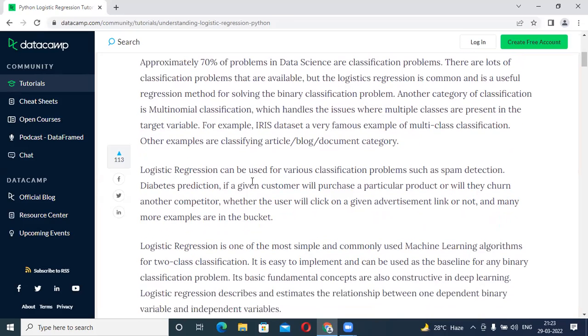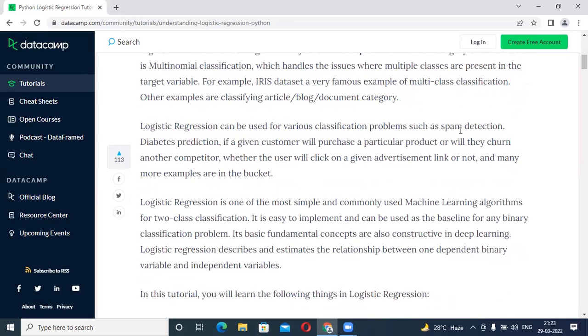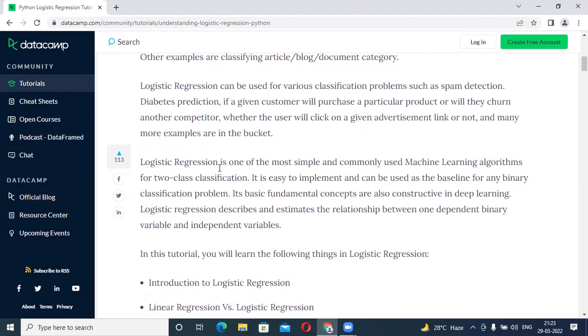Logistic regression can be used for various classification problems such as spam detection, diabetes prediction, whether a given customer will purchase a particular product or churn to a competitor, and whether a user will click on a given advertisement link or not. So these are examples of how logistic regression can be applied in real-time applications. These are the different examples given here.